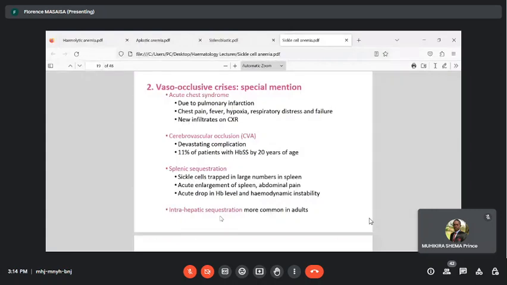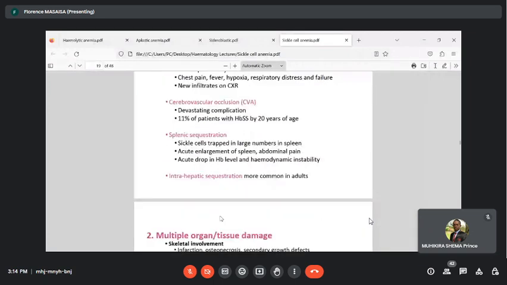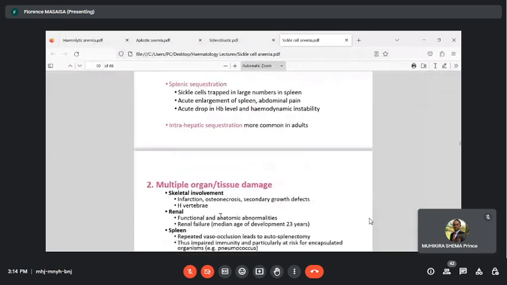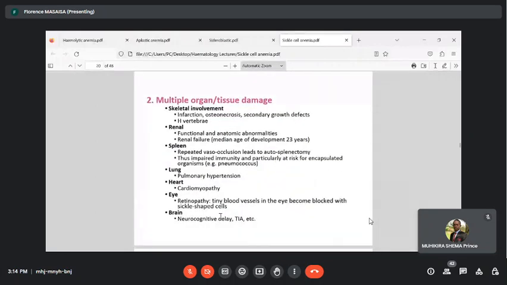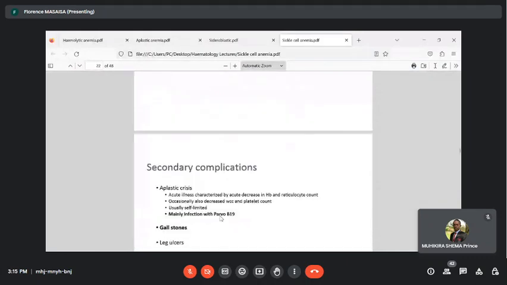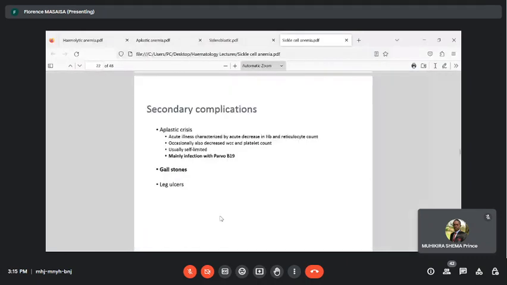We have spoken about multiple organ damage, mostly due to continuous vaso-occlusive crisis causing microinfarcts to the organs. So we have skeletal involvement. We may find osteonecrosis. And then we find organ failure. You may find splenic vaso-occlusion, which leads to splenectomy, lung disease, cardiomyopathy. So all these are just secondary events due to chronic infection and microthrombi.